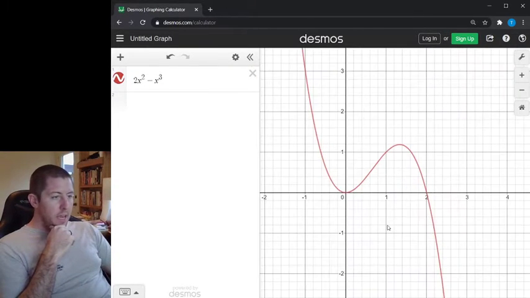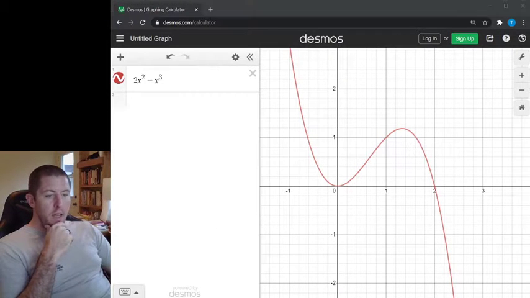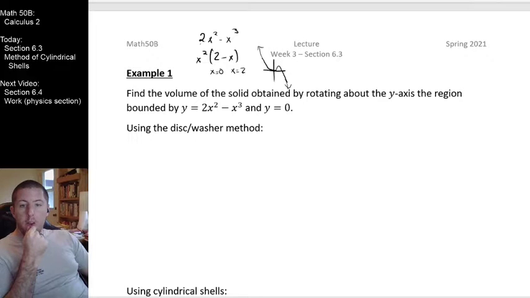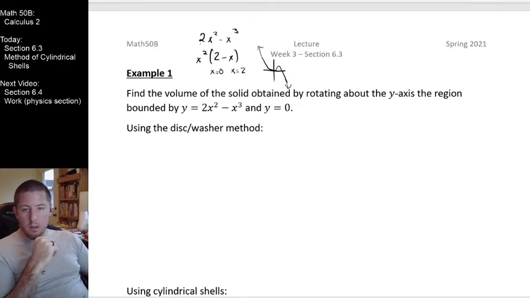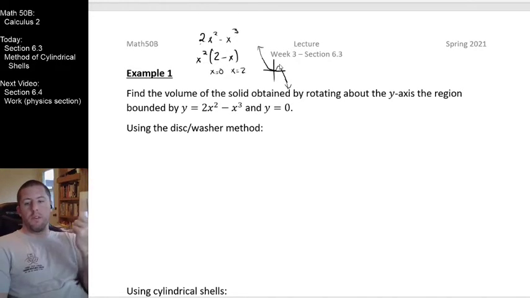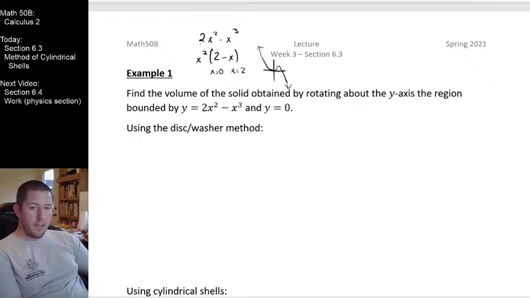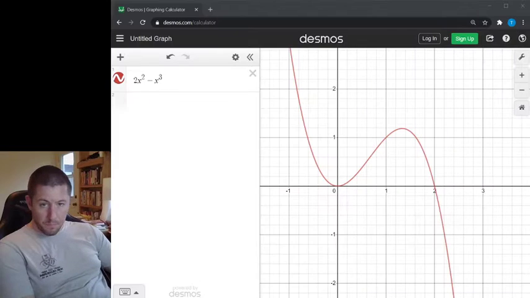I'm going to zoom in since I know what I am interested in. My description, by the way, back over here said we are interested in rotating about the y-axis the region that's bounded by this curve and y equals 0. So it seems to me like we're just interested in our little piece that's right there in the first quadrant. That's what's bounded by both the curve and y equals 0. So I kind of just want to see this first quadrant stuff, and we're going to revolve it around the y-axis right there.